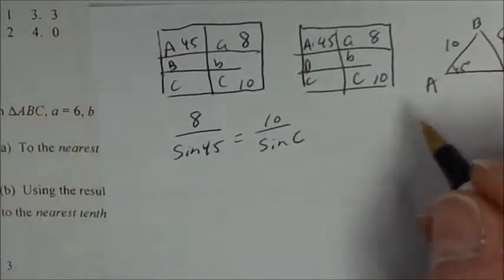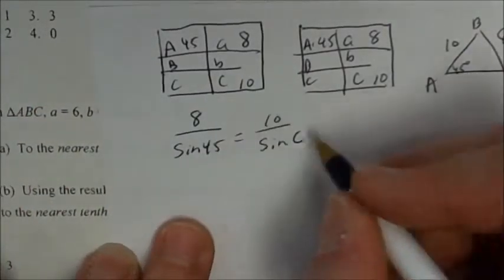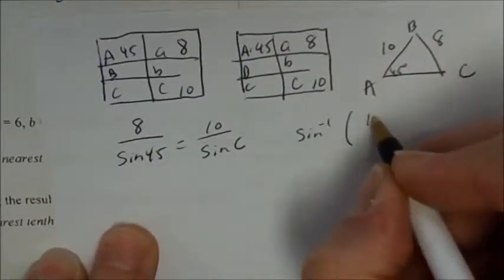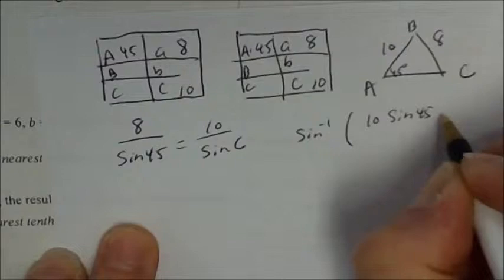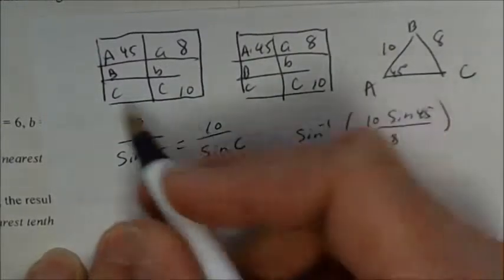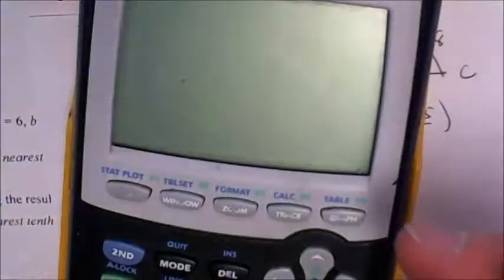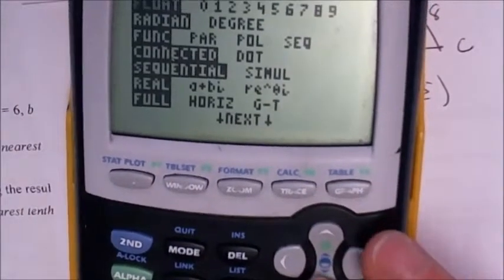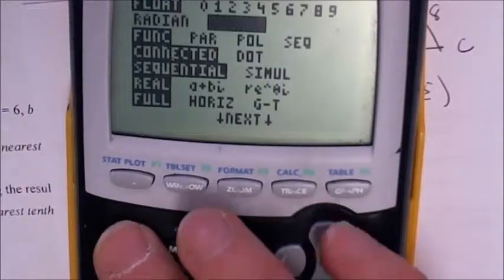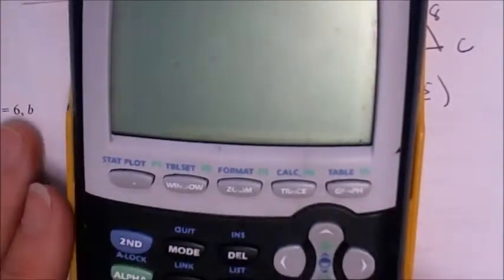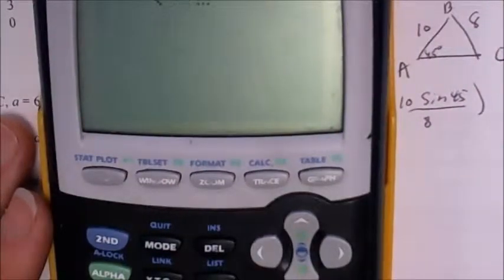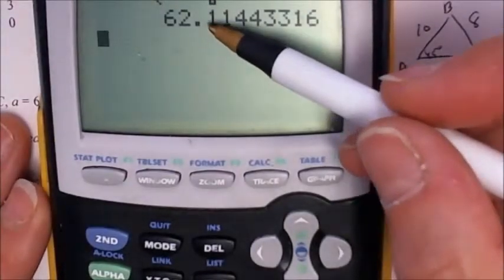So what we're going to do is cross multiplying, and we're going to do the arcsine, or the inverse sine, of 10 times the sine of 45 degrees divided by 8, and that'll give us the angle C that we need. So making sure that the mode is in degrees mode, we're going to do second sine. I use my fraction bar, 10 sine of 45 divided by 8. And that angle is 62 degrees.